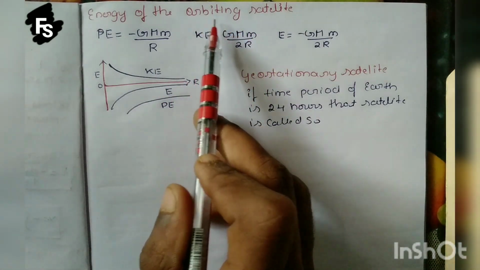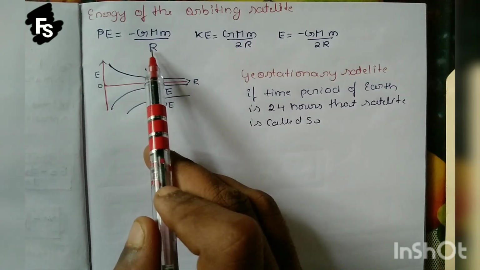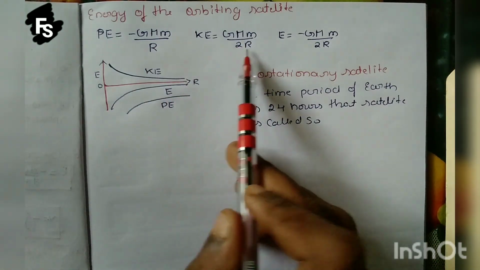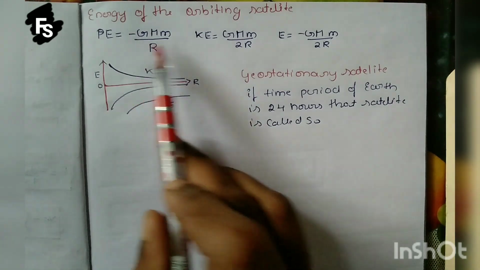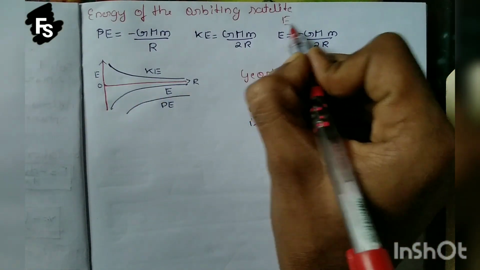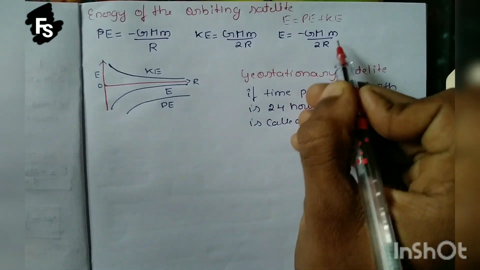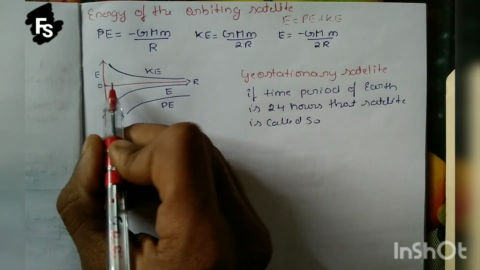Next, come to the energy of orbiting satellites. What is the potential energy? Potential energy is equal to minus GMm by r, and kinetic energy is GMm by 2r. Total energy is equal to kinetic energy plus potential energy, so E is equal to minus GMm by 2r.